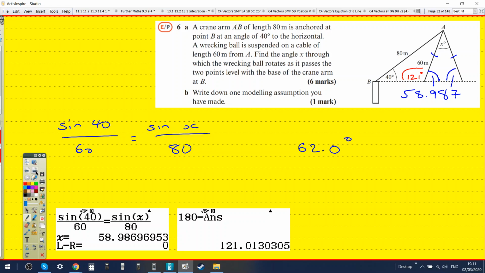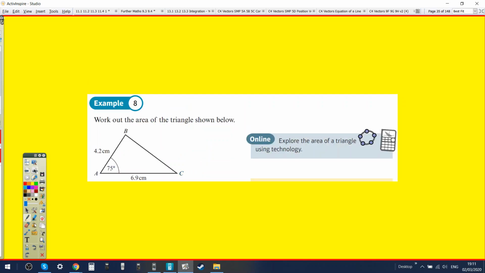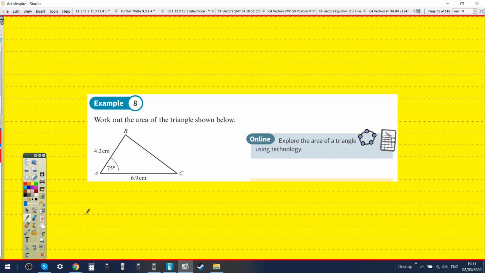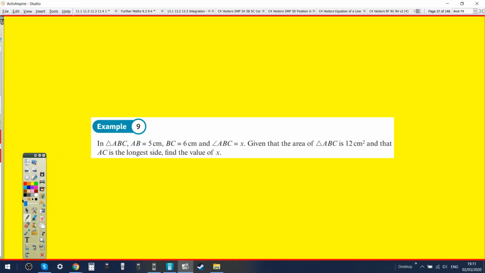No, I don't think so. Okay, so that's the ambiguous case, it's called. This is half AB sine C. Okay, how do you find the area of this triangle? Is this where I have to do half AB sine C? Yeah. So half times 4.2 times 6.9 times sine 75. Yeah, and that gets you 14.0. Okay, how about this one?